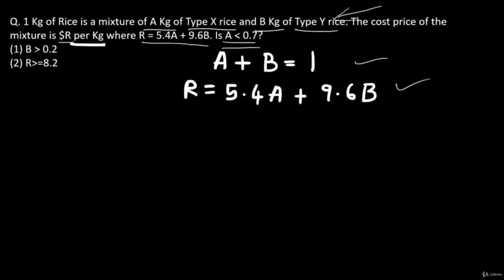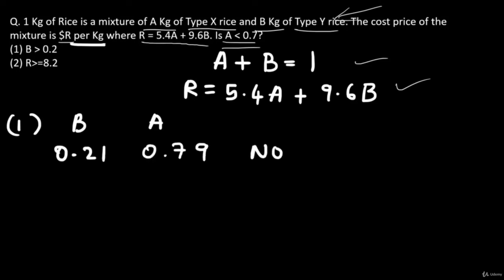Alright. Now statement 1 says B is greater than 0.2. Is that enough to arrive at the answer? Let's plug in some values and check. Now say I take B as 0.21. In that case, A will be 1 minus 0.21, which is 0.79, right? Now in this case, is A less than 0.7? It's a no. So I'm getting a no.